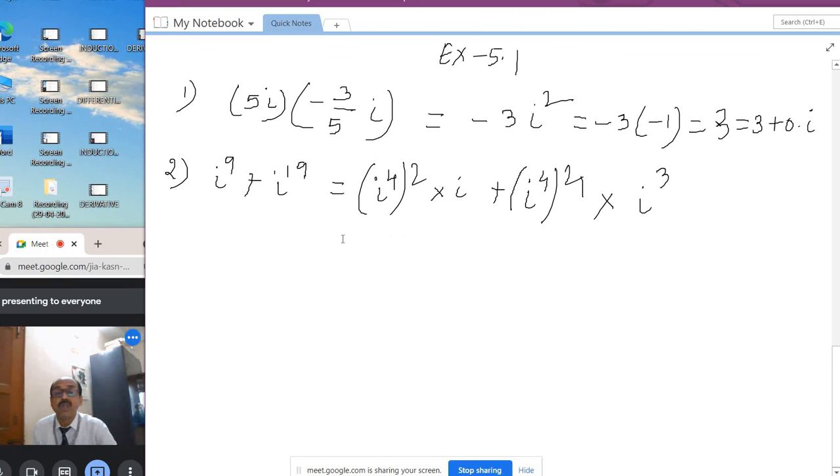So this is equal to i to the power 4 is 1. So 1 square into i, plus i to the power 4 is 1, so 1 to the power 4 into i cube. i cube means i square into i. i square is minus 1, so minus i. i cube means minus i.